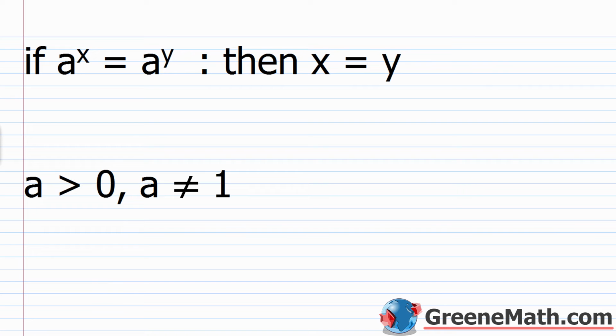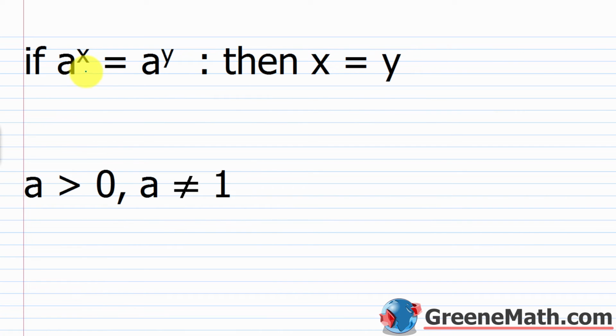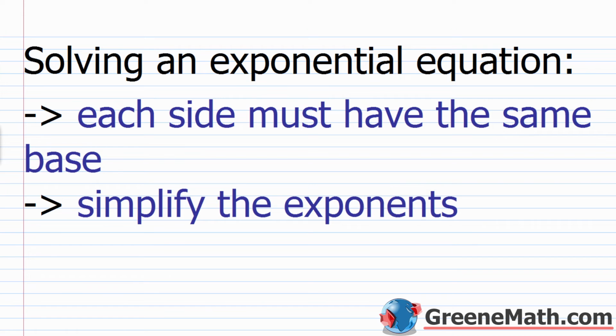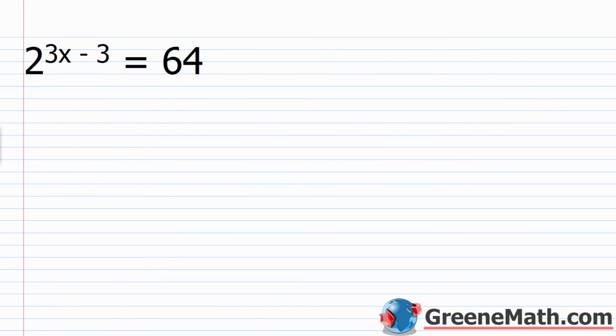Because of that, we can use this rule here. If a raised to the power of x is equal to a raised to the power of y, then we could say x is equal to y, given these restrictions here that a is greater than 0 and a does not equal 1. All right, so to solve an exponential equation, each side must have the same base. And again, that goes back to this rule where if a to the power of x is equal to a to the power of y, the base here is the same. Then we simplify the exponents. That's the next step. We set the exponents equal to each other. We solve the resulting equation, and then we check with substitution. So it's a very, very easy process overall.